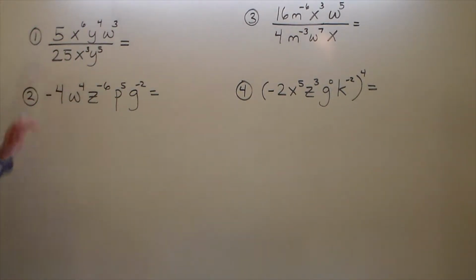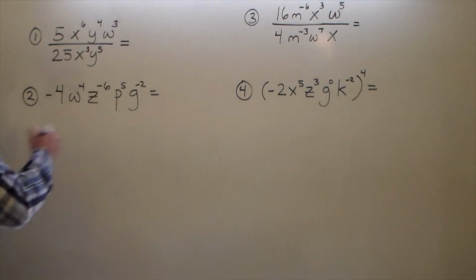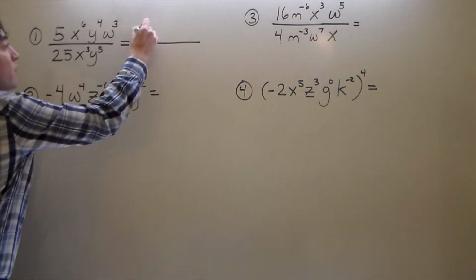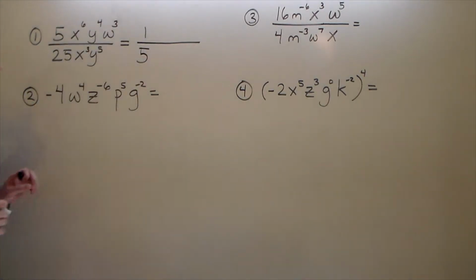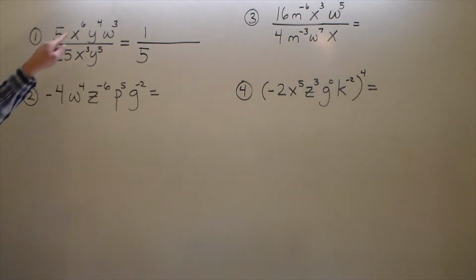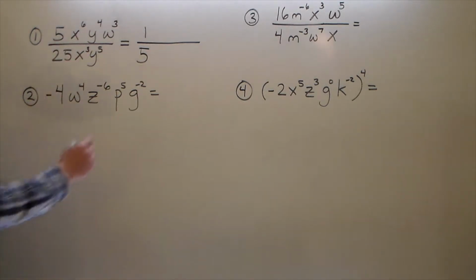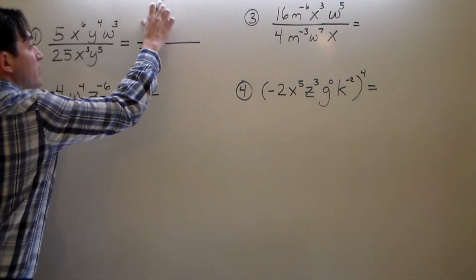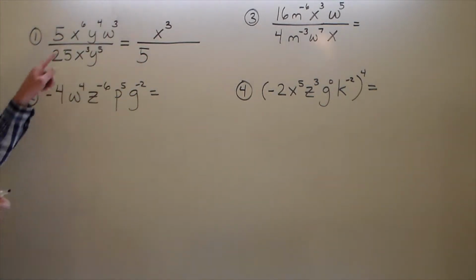So first what I'm going to do is the numbers. The number portion, you just treat the numbers like you would normally treat the numbers. So what I have is 5 divided by 25. Both of those numbers are divisible by 5, so I'd have 1/5. So that takes care of the numbers. The next part, I'm going to go to the x's, so I'd have 6 minus 3, so that's going to be a positive 3, so it's going to be in the top, in the numerator.